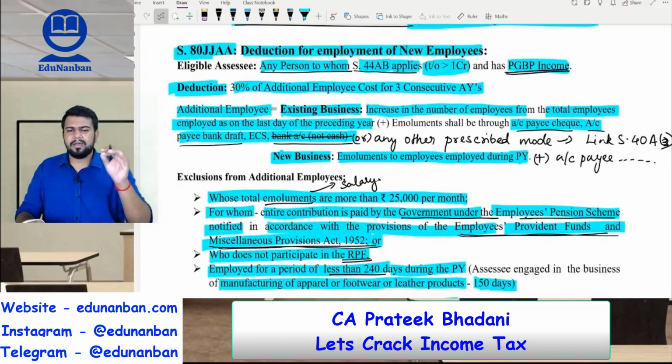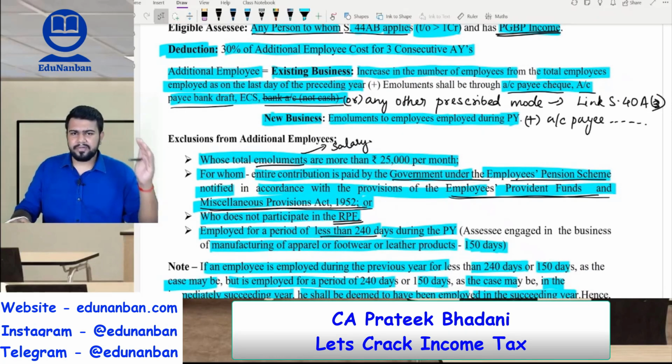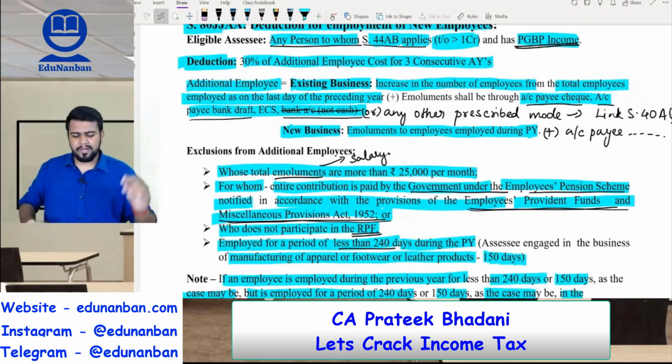Sir, what is allowed as deduction? The total salary into 30 percentage. So total salary into 30 percentage for the additional employees is allowed as deduction for 3 consecutive years. Okay, so total salary paid to additional employees into 30 percentage for 3 years will be allowed as deduction.